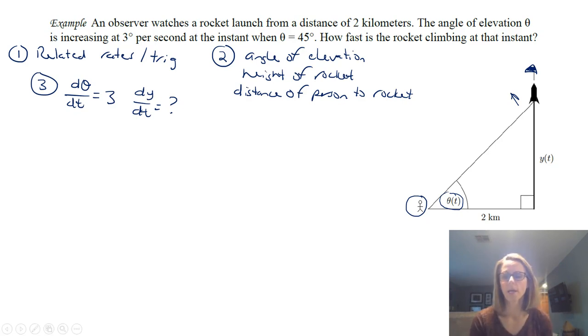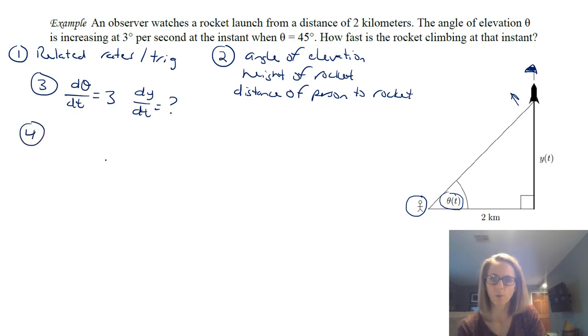Now, other things we know is that we have that distance at the bottom that's 2 kilometers, and we know that we're thinking about exactly when theta is 45 degrees. So we do have a little more information as well, but those are not rates. So I'm talking about the rates here. So when we look at this, we're trying to find this dy dt.